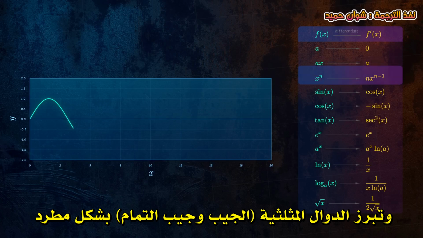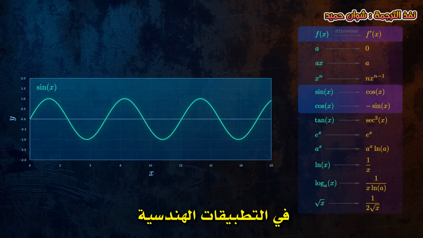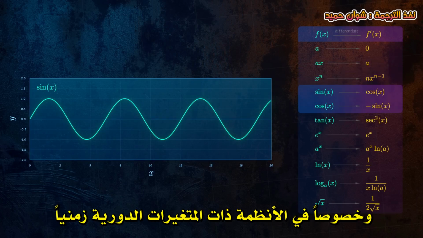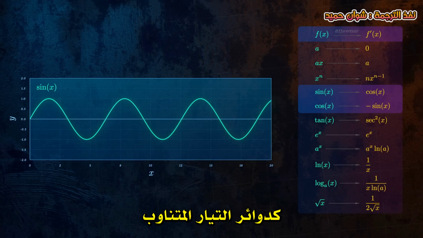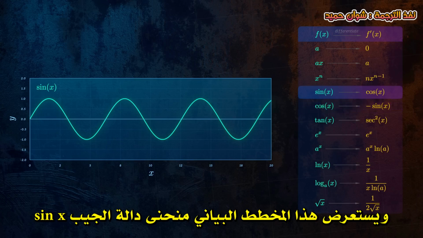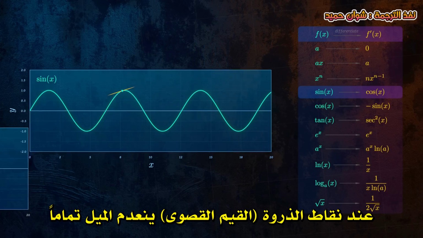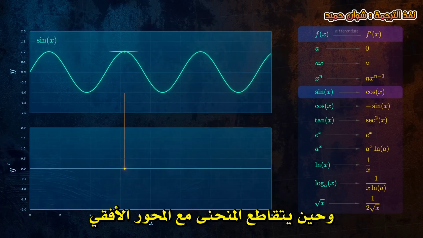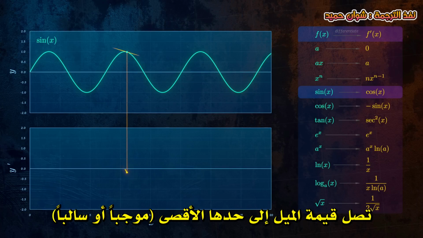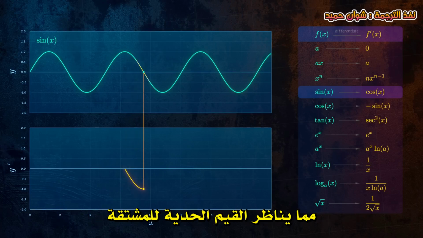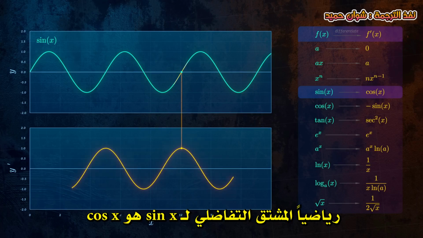Sine and cosine functions appear all the time in engineering, especially in systems that vary cyclically with time, like alternating current circuits. This graph shows sine of x. At the peaks, where the function reaches a maximum, the slope is 0. And where the curve crosses the horizontal axis, the slope is at its steepest, corresponding to either its minimum or maximum value. The derivative of sine of x is cosine of x.